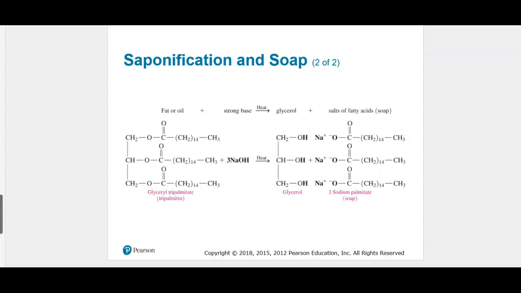The reaction looks like this. It's similar. You have a fat or oil, a strong base, and you have glycerol and salts of fatty acids. You've heard of biodiesel. This is sort of how it works, except that instead of this sodium hydroxide, I'll show you this.